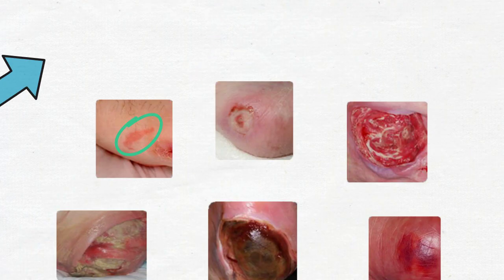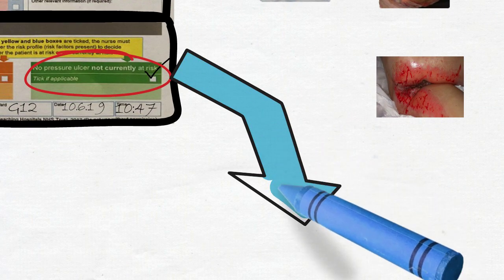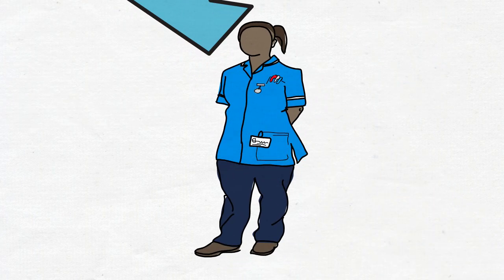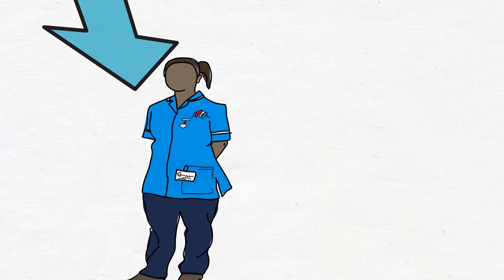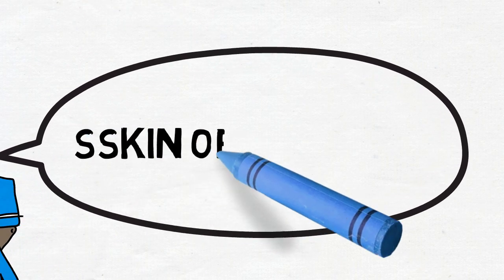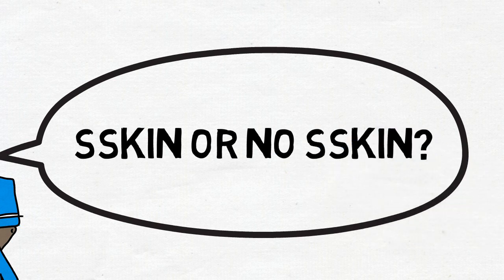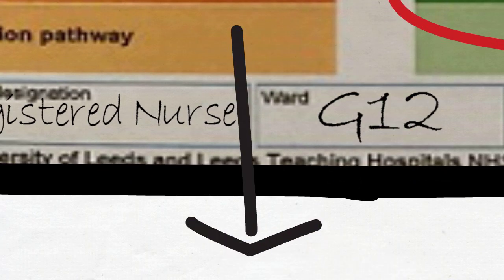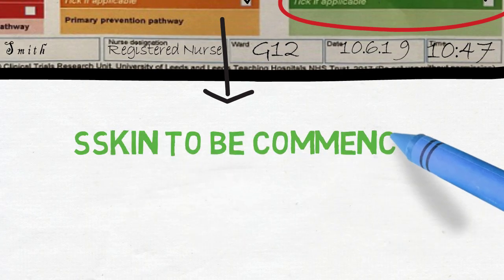If only yellow and blue boxes have been ticked, it is at the registrant's discretion whether a skin document should be started. Please document clearly in the notes the reason for commencing or not commencing the skin pathway. If any orange boxes have been ticked, the orange box must be ticked and a skin pathway must be implemented. If any red boxes have been ticked, please tick the red box.